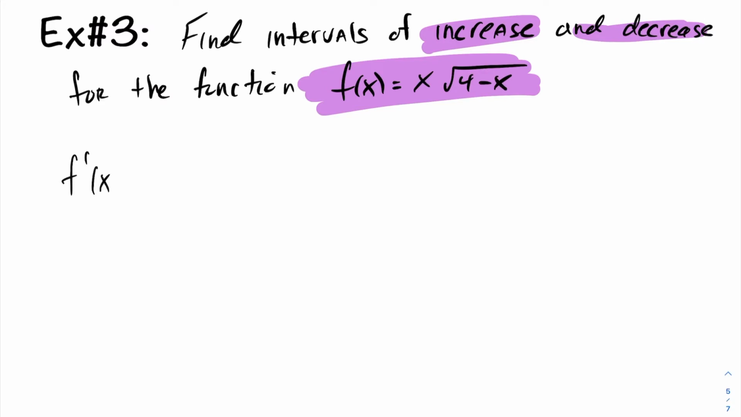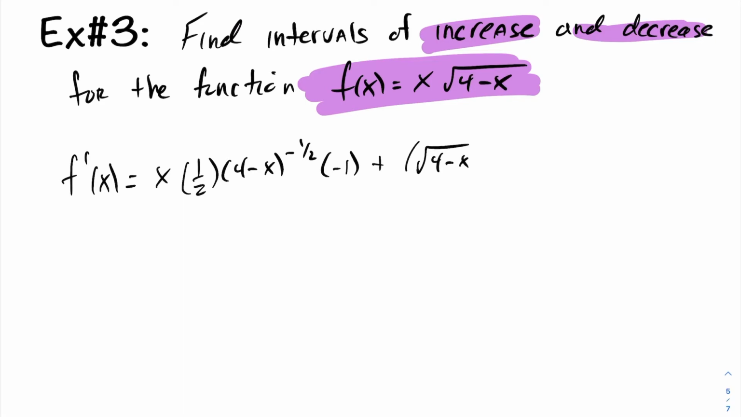So in this case here, f prime at x is going to be the first times the derivative of the second. Don't forget, using the chain rule, you have to take the derivative of the inside, plus our second function times the derivative of the first, which is just 1. So now in this situation, we're going to have to simplify this a bit.